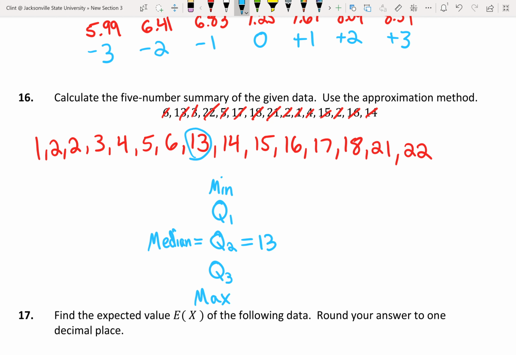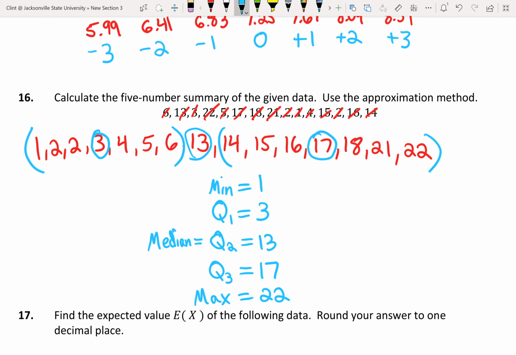Okay, so then we split our data into the lower half and the upper half. So that looks good. The median of the lower half of the data is 3, so that will be Q1. The median of the upper half of the data is 17, so it's just like finding the median of those two pieces. And the minimum is 1, and the maximum is 22. So there's our 5-number summary: 1, 3, 13, 17, 22. That's using the approximation method.